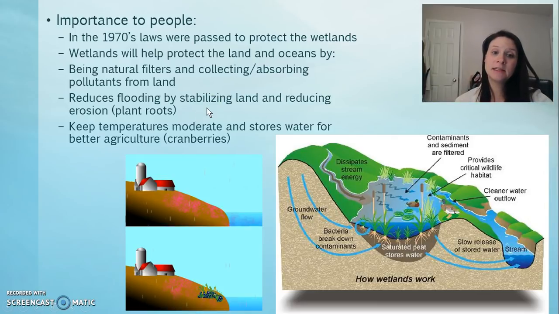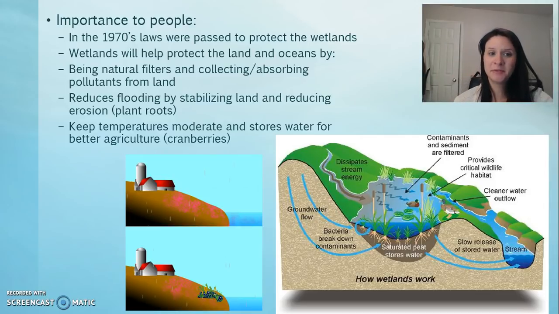And last, it is a wonderful place for agriculture. We do grow some of our crops there. For example, cranberries. Cranberries are great for wetland areas. They're the ones that float on top of the water.